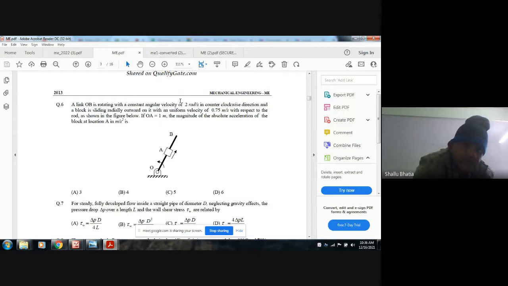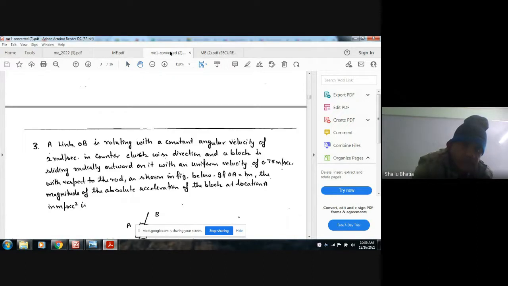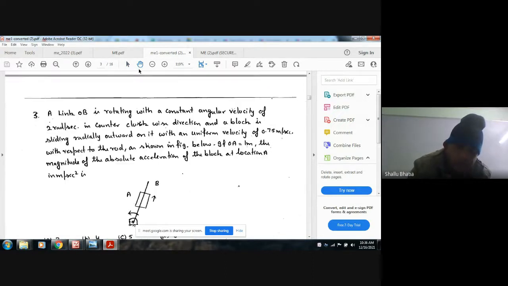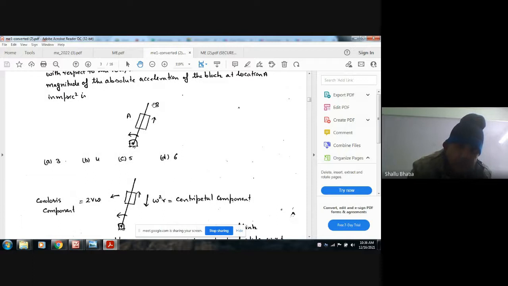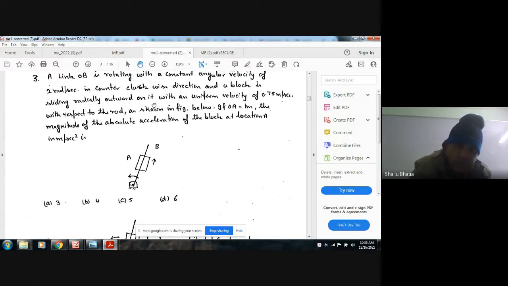Now it is given that the velocity of the slider along the length of the link is 0.75 and the angular velocity is 2 radians per second. So the velocity of point A is 2 into 1, into the angular velocity.